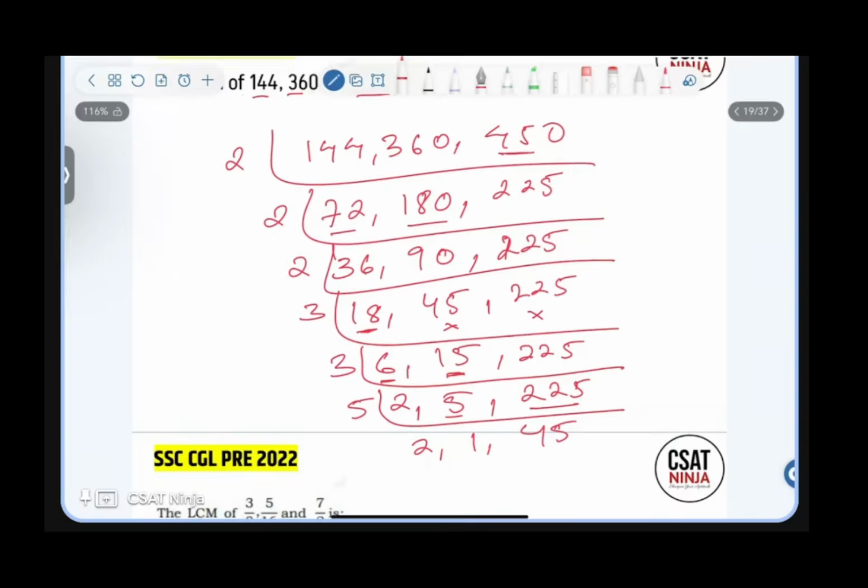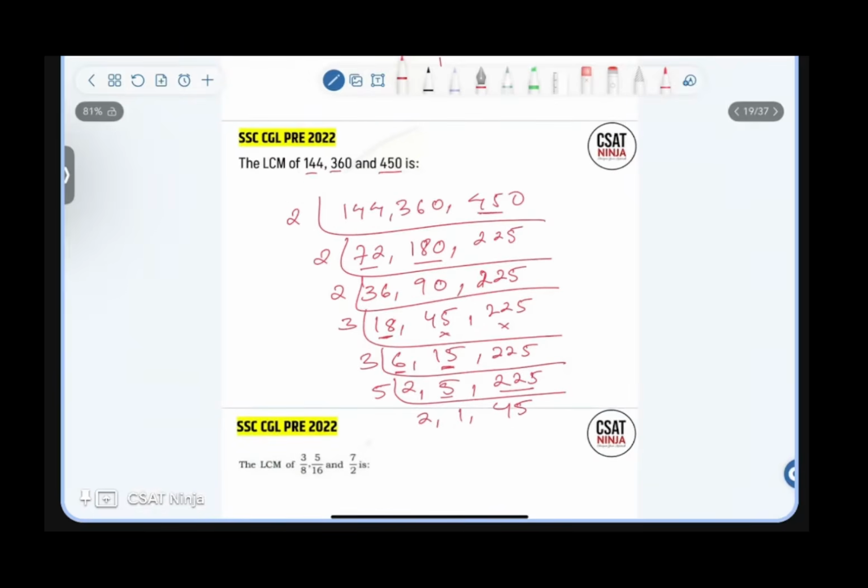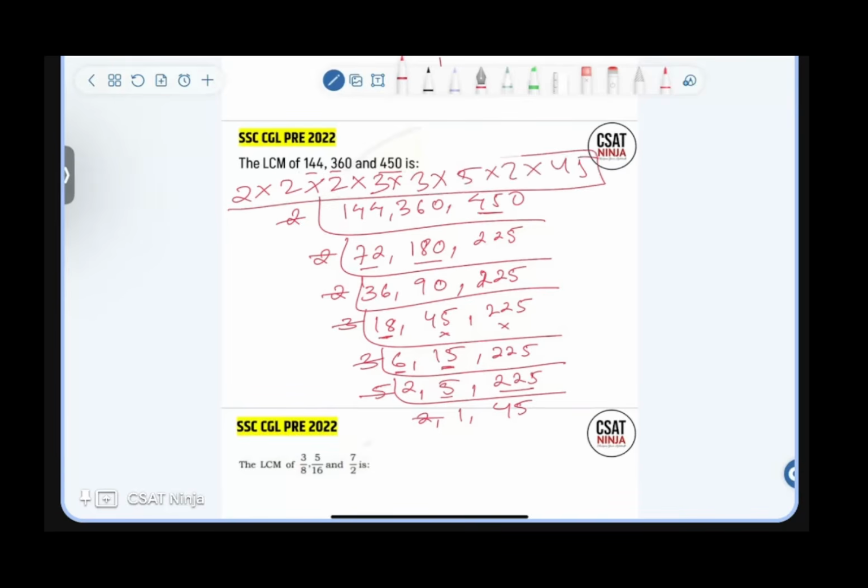So you have a value here, which is the LCM of this one. I'm stopping here. Why? Because there is no such number that can divide 2 and 45 unless it's 1. 1 can divide three of them, but not two of them here. Okay, 45 and 2, we cannot divide by any number. So the LCM of this one is 2 into 2 into 3 into 3 into 5 into 2 into 45. If you multiply this, you will get the LCM.